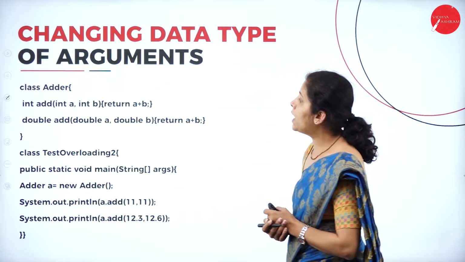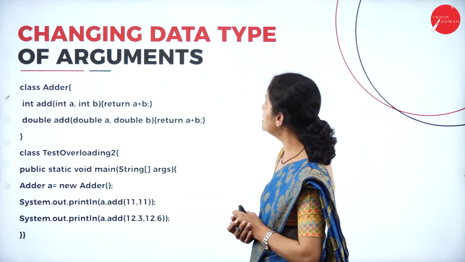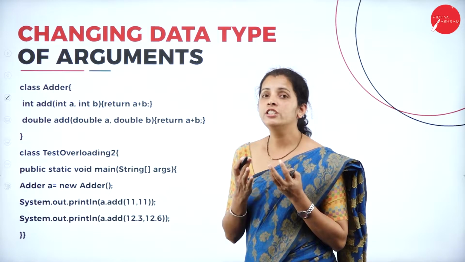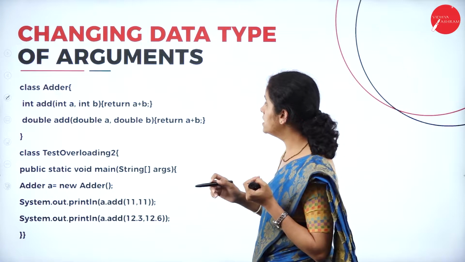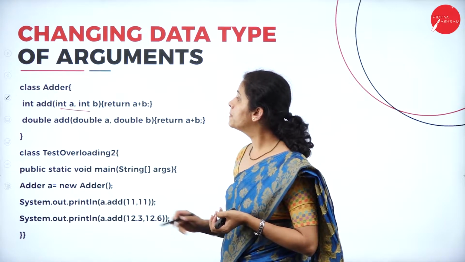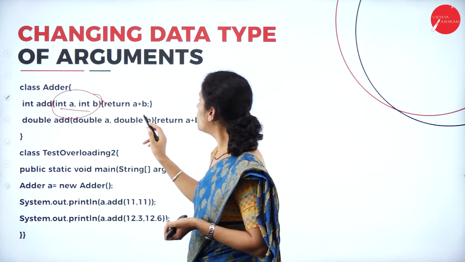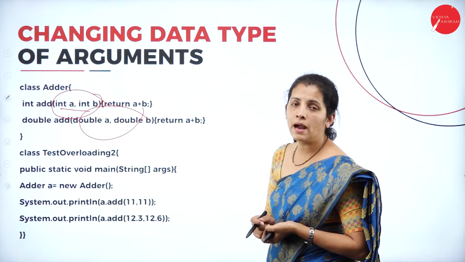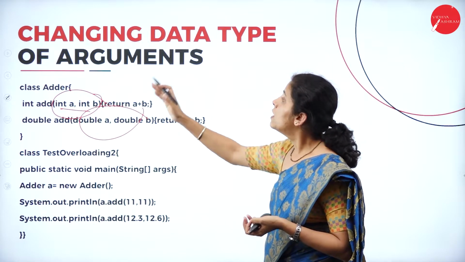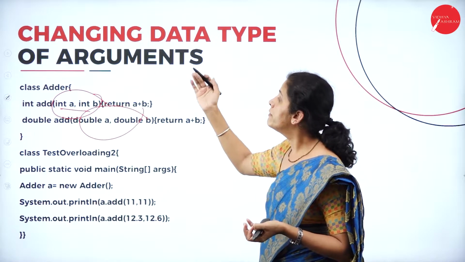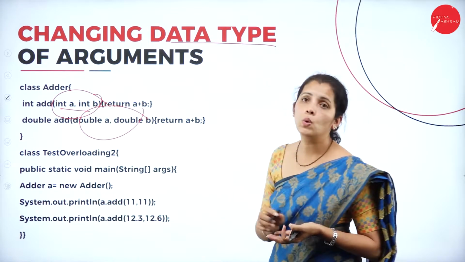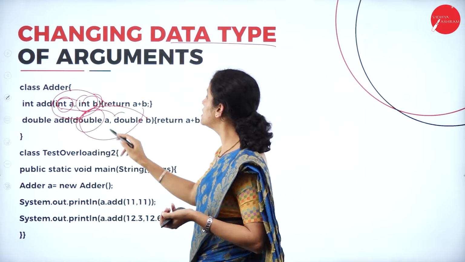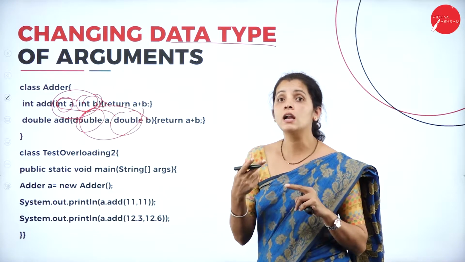Now I'm going to have another example, that is changing the data type of arguments. Now I want to change the type of argument. See here I'm having integer. Here once again I'm having double. Now what is the difference I'm having here? That is, the parameter types vary. That is, the data types are going to vary. See here I'm using integer, but what about this one? It is double. So both the data types are different.